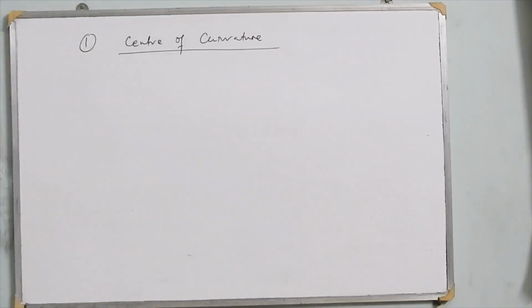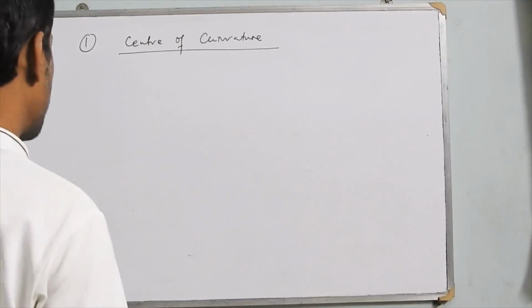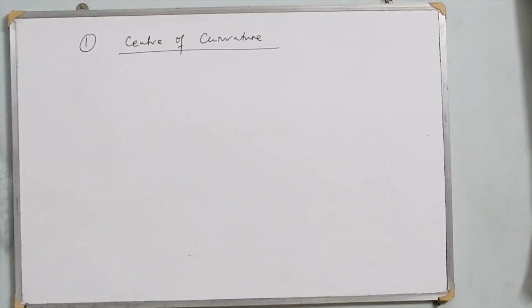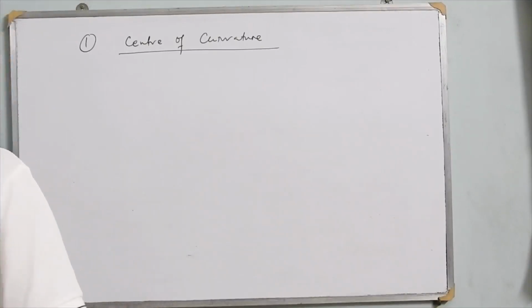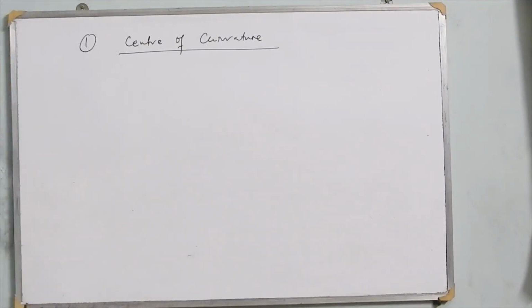So because we are dealing with spherical lenses and both the refracting surfaces, or either one of the refracting surfaces, is curved, that curved surface must have some center of curvature. Because that curved section is actually a portion of a sphere, and as a sphere has a center, the curved portion must also have its own center.